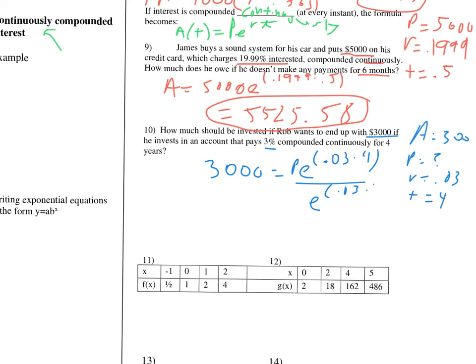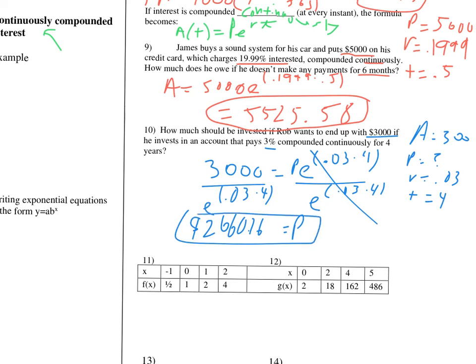Once again, use the e button on your calculator here, not 2.7. And so I can get it here. And I get 2660.76. So that means if he invests $2,660.76 now, he'll have $3,000 at the end of 4 years.